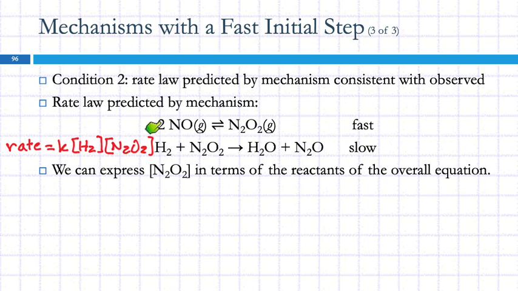But because this first step is fast, we can assume that an equilibrium gets established. So we can express N2O2 in terms of the reactants for the overall equation.